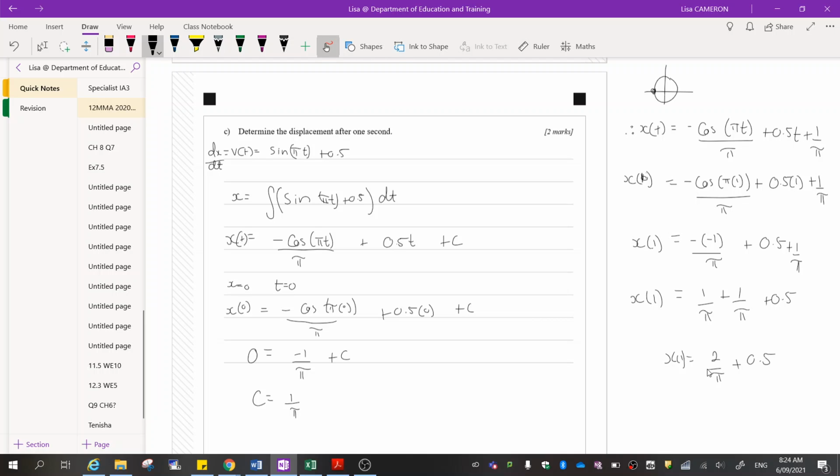If I did want to get it into one term instead of 2, all I'd have to do is multiply the top and the bottom of this one by pi. Now, I haven't checked the answer, so I'm not sure if this is what they did. Plus 0.5 pi over pi, so that would be equal to 2 plus 0.5 pi all over pi like that. So that could be the other answer that they gave us.